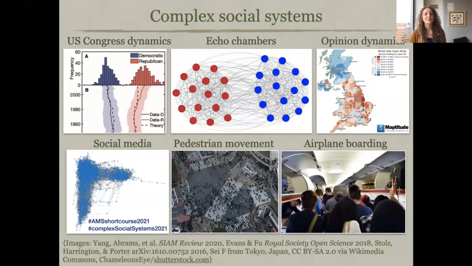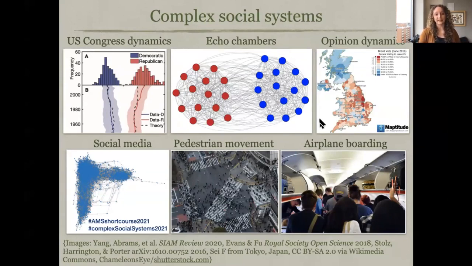Okay, so in terms of complex social systems, there is a huge range of possible examples that we could consider. Just to point out a few, there are voter dynamics where we're interested in how opinions change and how that leads to various election results.